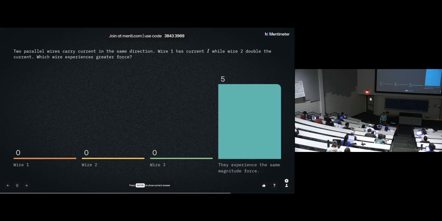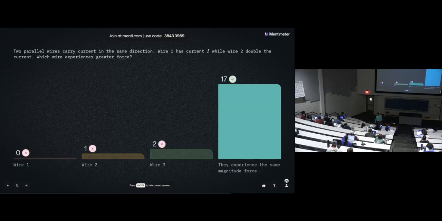Two parallel wires carry current in the same direction. Wire 1 has current I, while wire 2 has double the current. Which wire experiences the greater force? Thank you to the one person who put wire 3. I put that up there for the person who always asks that question when I have Q&A pop up. Wire 3 is not the right answer. The correct answer is that they experience the same magnitude force.